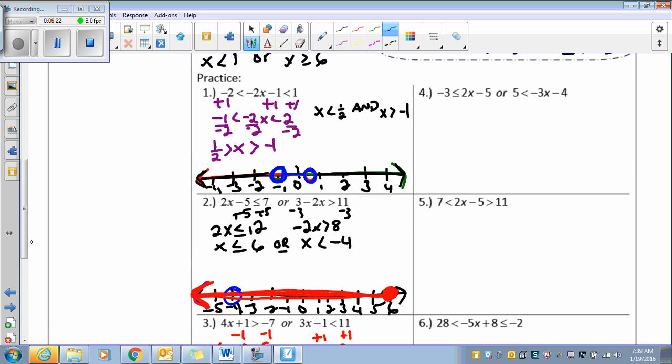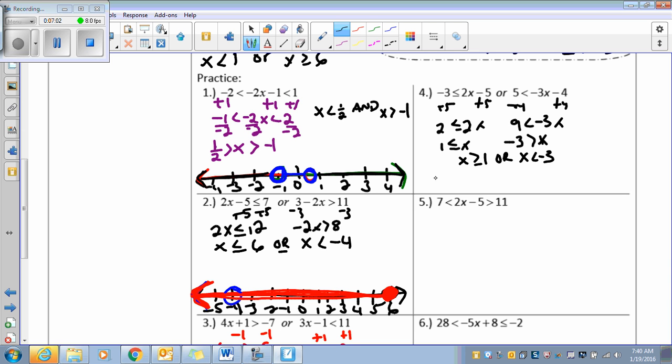All right, let's look at number 4. Again, it's an OR, so we'd solve both sides. We add 5. We get 2 is less than or equal to 2x, and divide by 2 and get 1 is less than or equal to x. And we can add 4. 9 is less than -3x. Because we're going to divide by a negative, we have to flip the sign. So -3 is greater than x. And we could rewrite that as x is greater than or equal to 1, or x is less than -3.